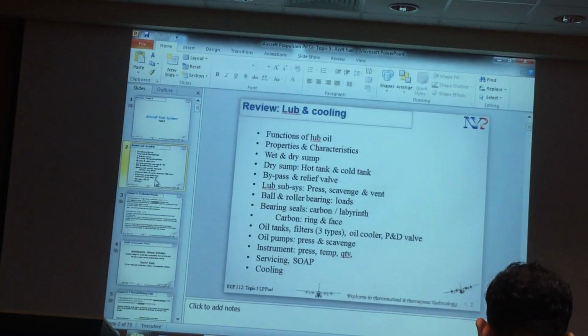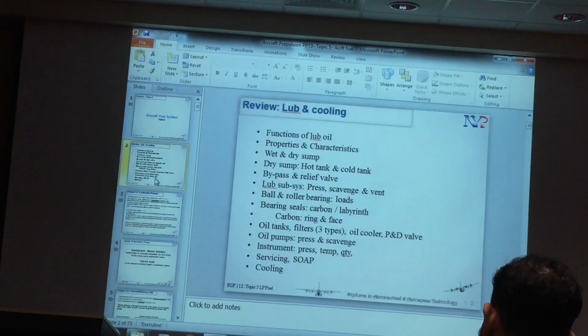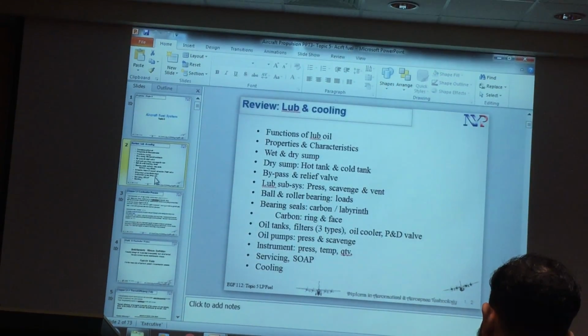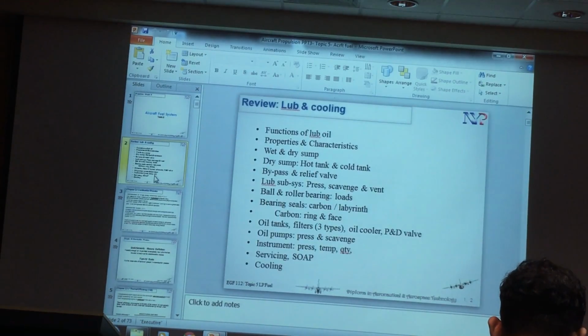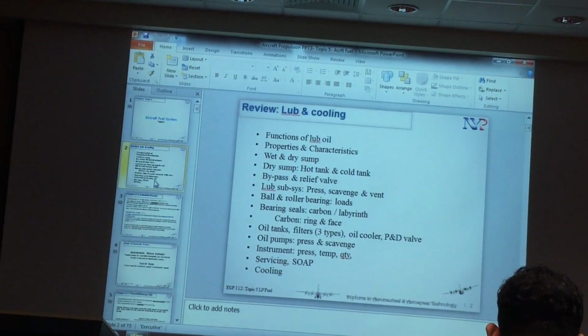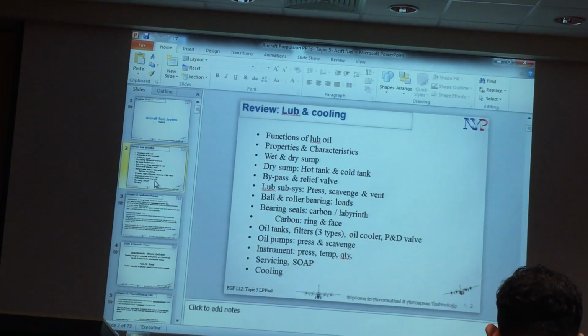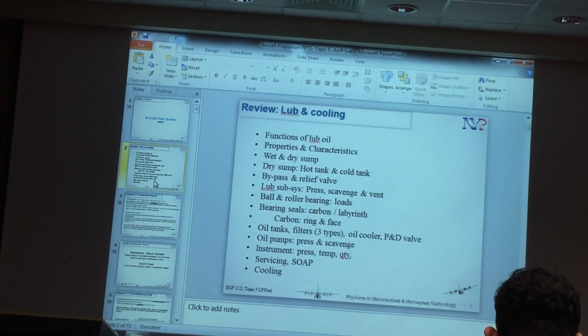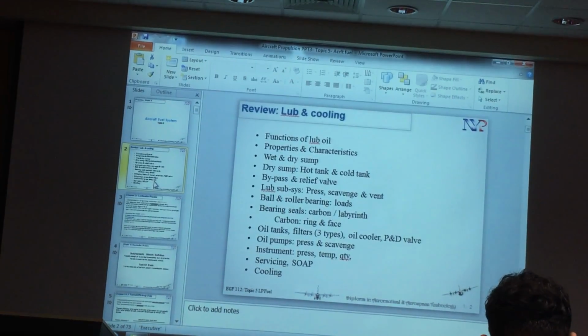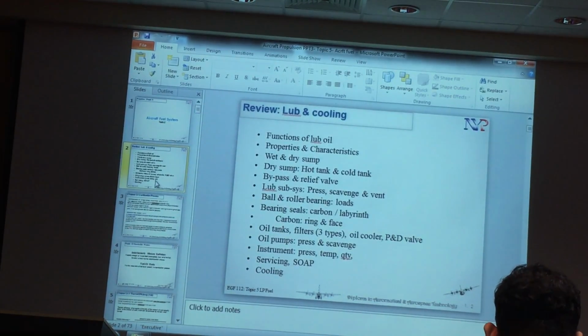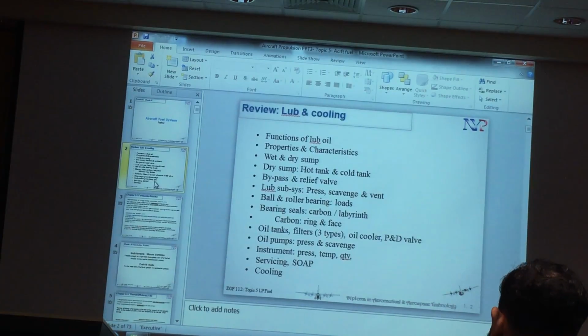The carbon seal may have a labyrinth too, and the surface is very rough. The labyrinth seal has no contact. It just prolongs the air path by using ridges. Instead of the air leaking through directly, it goes through a maze. By doing this, you reduce the air loss and the oil loss.